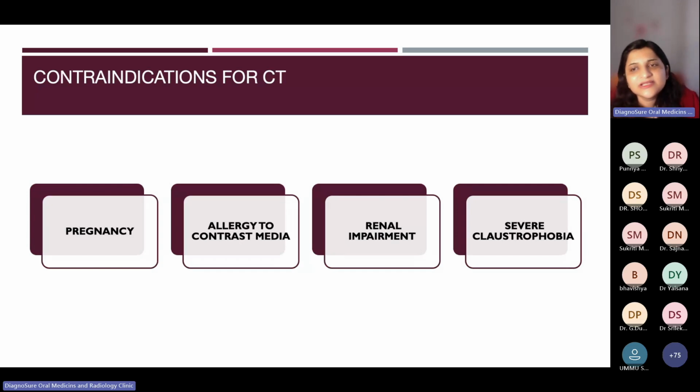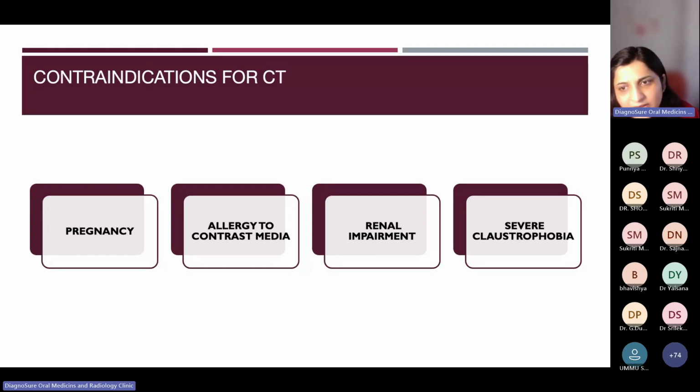Now, CT imaging in the maxillofacial region has some contraindications that must be considered. These include pregnancy. The use of ionizing radiation is generally avoided to prevent potential harm to the developing fetus. Then allergy to contrast media. Patients with severe known allergies or adverse reactions to contrast agents may not be suitable for contrast enhanced CT. You can take routine CT in these patients.